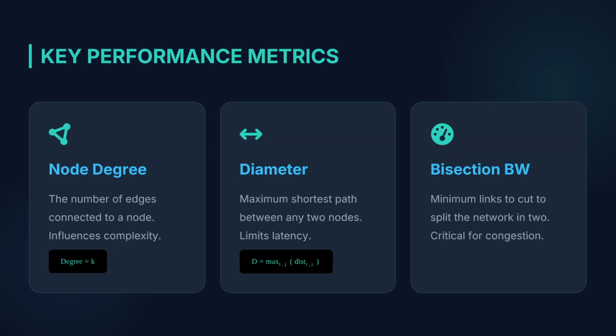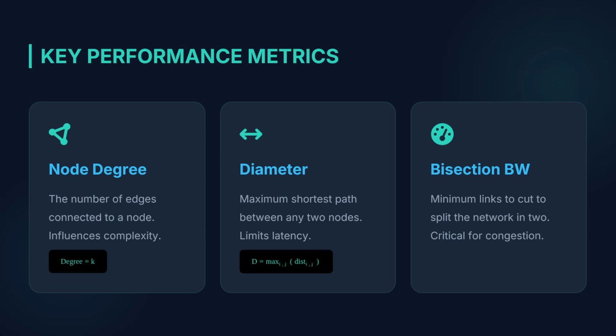First of all, how do we judge if a network is good or not? We use three main performance metrics: node degree, diameter, and bisection bandwidth. First is node degree. This is the number of cables plugging into a single processor. More cables mean higher cost and more complexity.